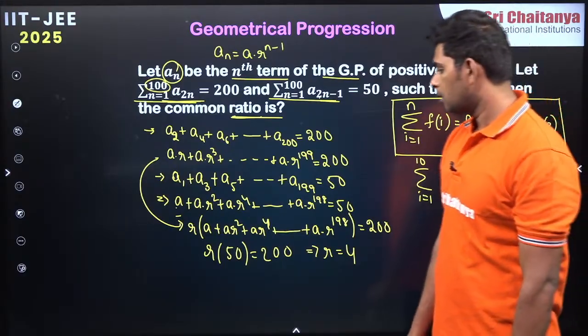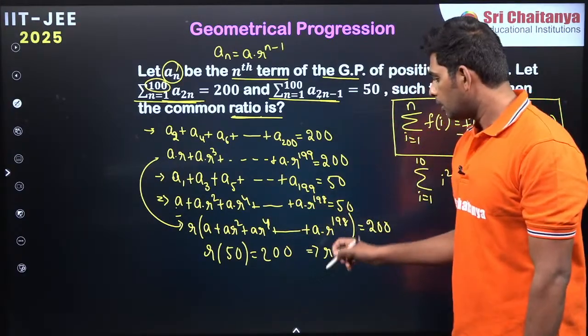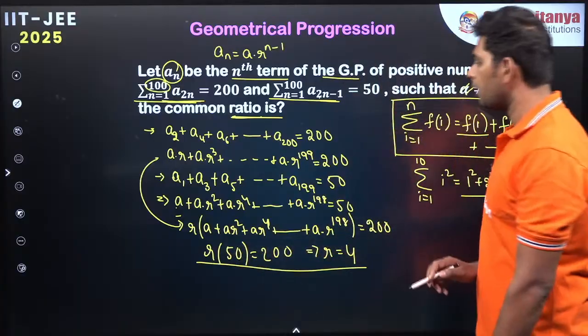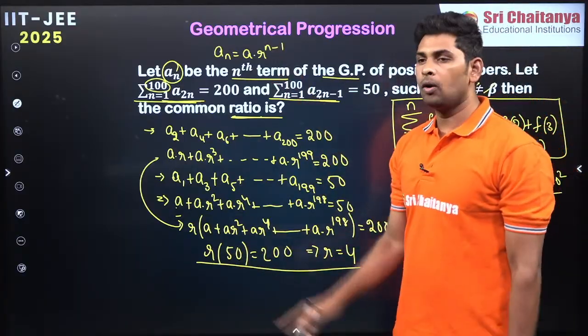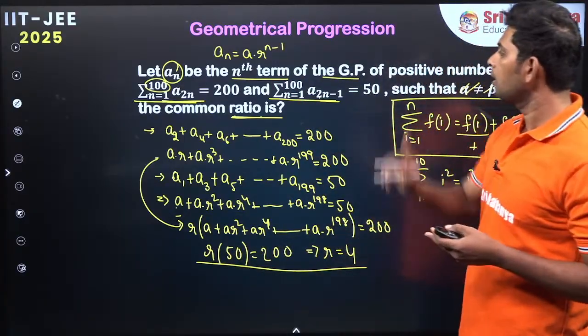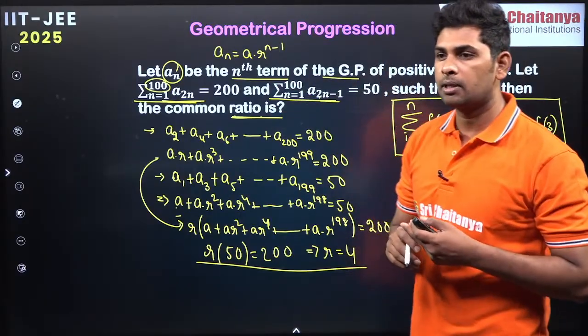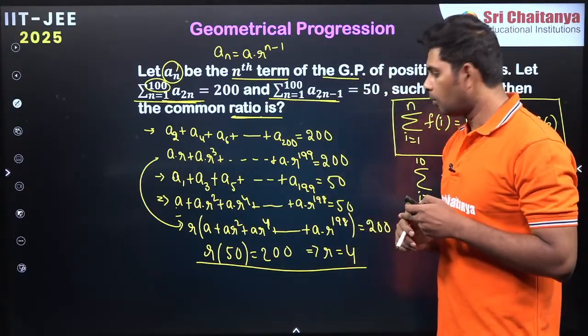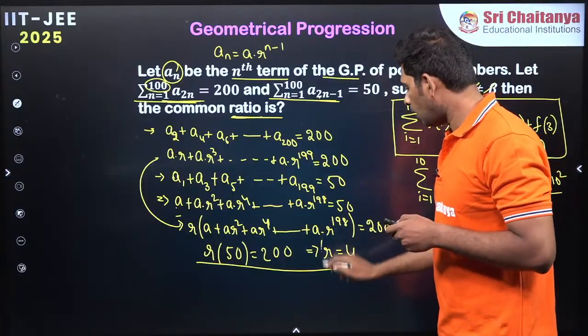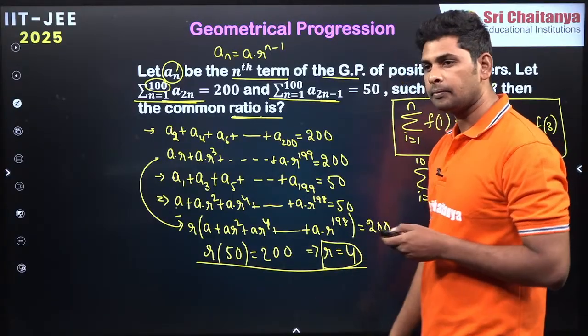Very nice. So you are getting this one now. You can see that R is equal to 4, you are getting the common ratio, even though we don't know the values of A and R, when they are giving the sum of these even terms and odd terms. Sanjana, please let me know what is wrong in this. Okay, so R you are getting as 4 here.